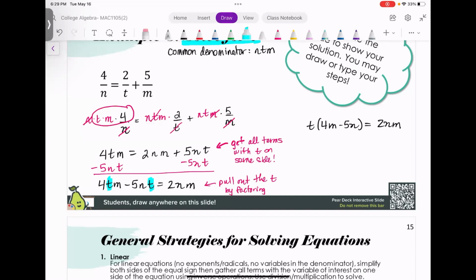And once I have my t all separated like that, I can divide both sides of my equal sign by everything that is not t, by my other factor.